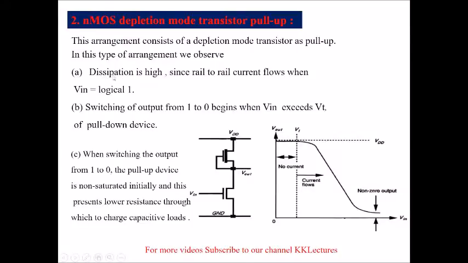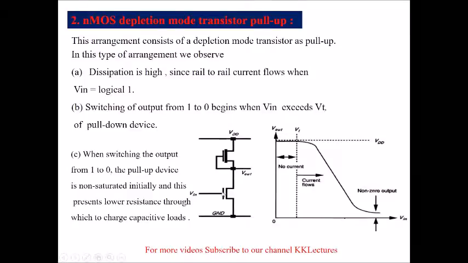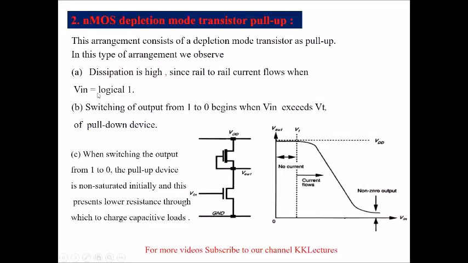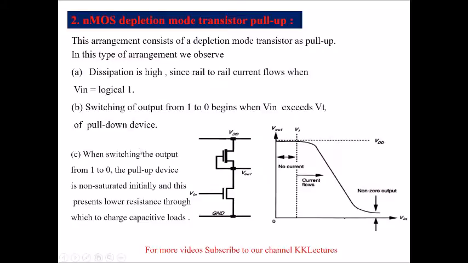What we have observed in this inverter is that dissipation is high, since rail to rail current flows when Vin is equal to logic 1. When my input is logic 1, that is when Vin is high, this NMOS acts as a closed switch, and even the depletion mode transistor acts as a closed switch. So the current flows from VDD to ground. Switching the output from 1 to 0 begins when Vin exceeds Vt.